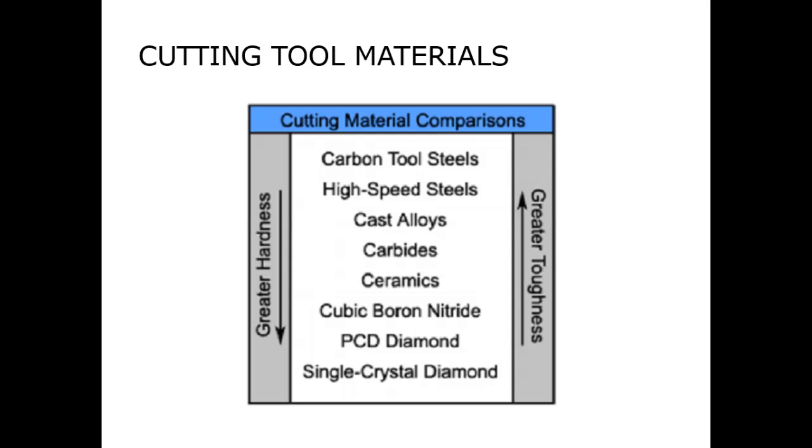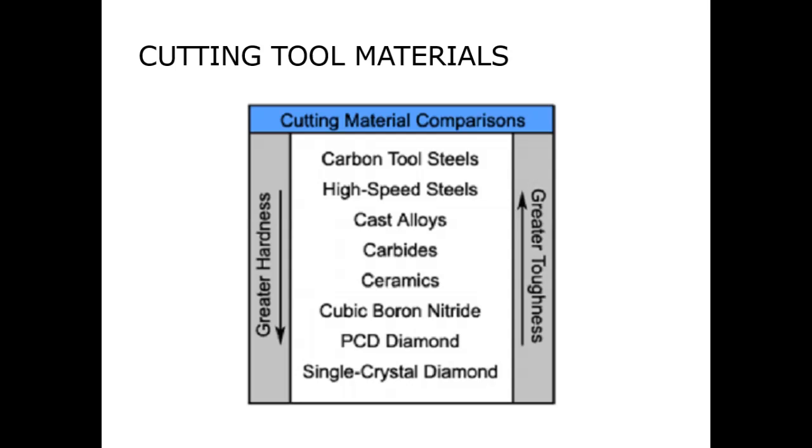The first cutting tool material is carbon tool steels. For a long time we relied on carbon tools. After that we came to high speed steel. High speed steel is the most widely used cutting tool in the machining industry, all over the manufacturing scenario. And then cast alloys, carbides and ceramics, cubic boron nitride, PCD diamond, polycrystalline diamond and single crystal diamonds.